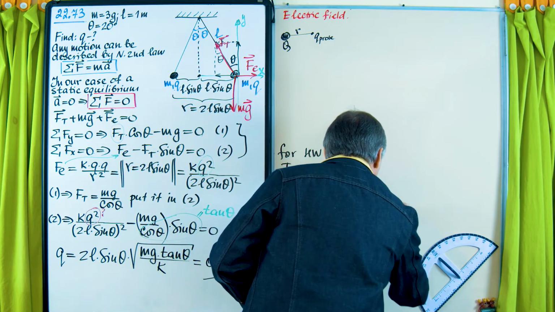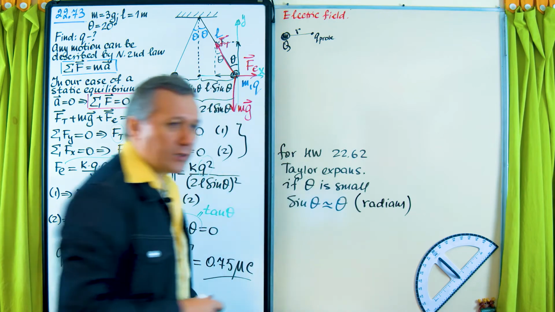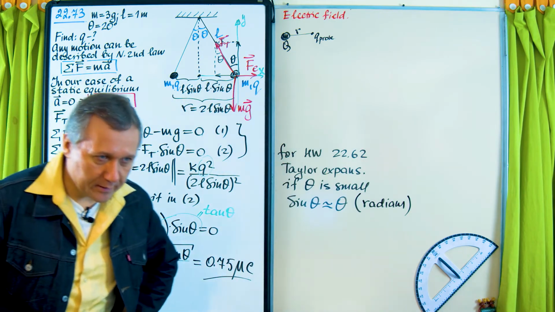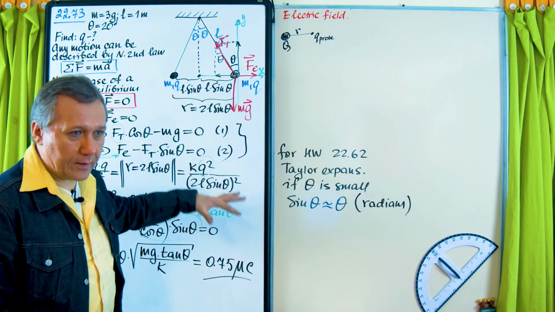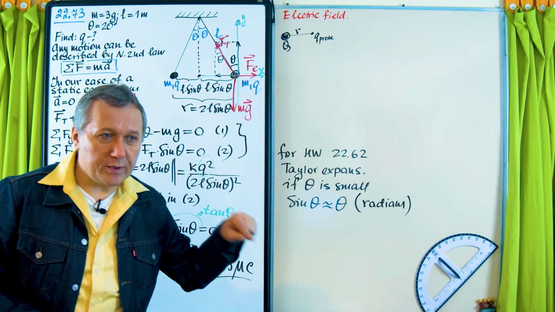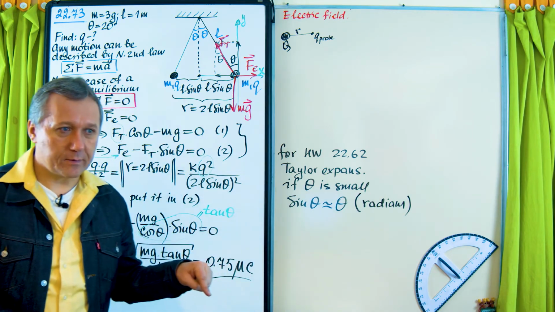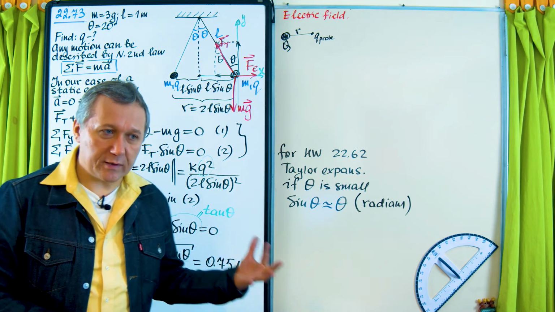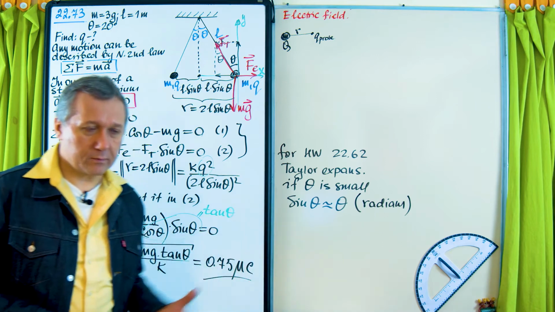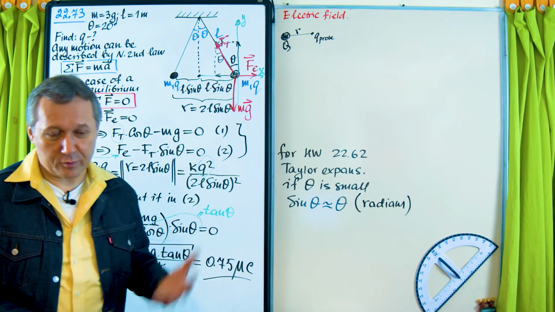Radians. So it cannot be used if an angle is measured in degrees, only in radians. So when you solve the problem for the angle, your answer is going to be in radians, not in degrees. And if a master in physics wants to see an answer in degrees, convert it. It shouldn't be a problem for you, all right?